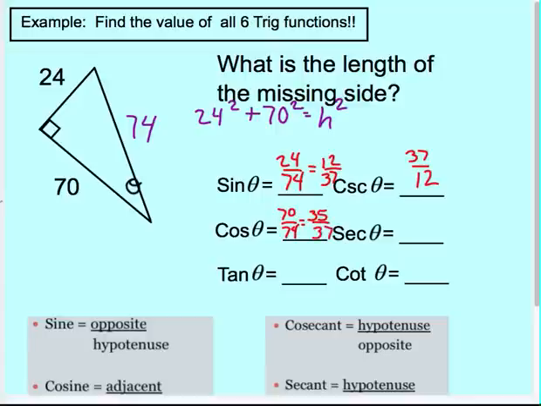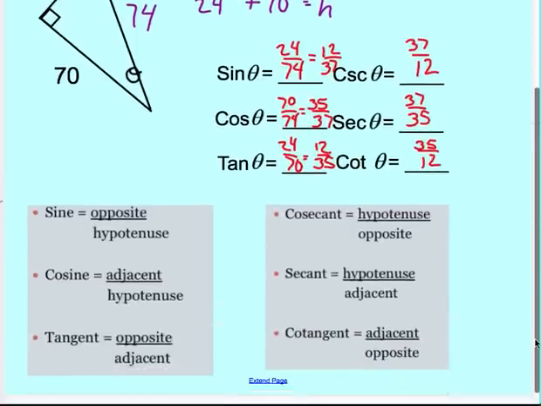And the secant is the reciprocal of cosine, so we get 37/35. And for the tangent, opposite over adjacent, I get 24/70, which gives me 12/35. And the cotangent is the reciprocal of the tangent, so we get 35/12. And at the bottom of the screen here, we just have that chart for you again, but you should already have that down.